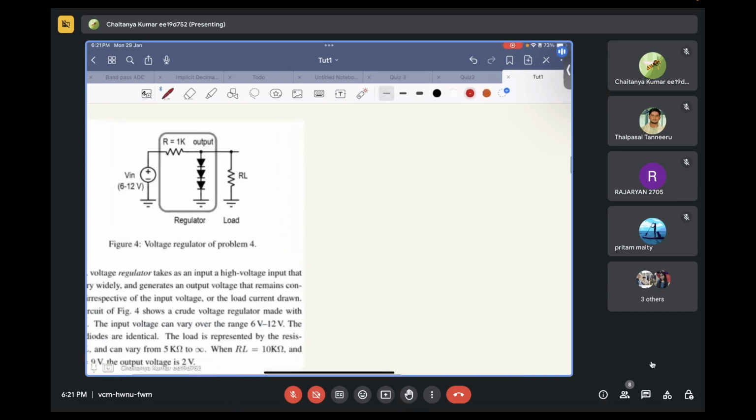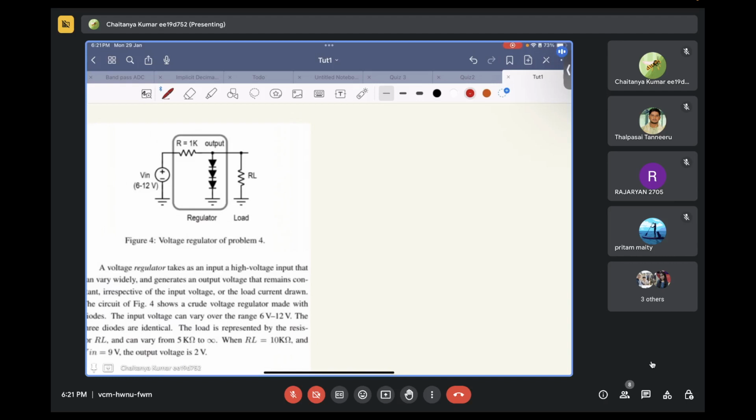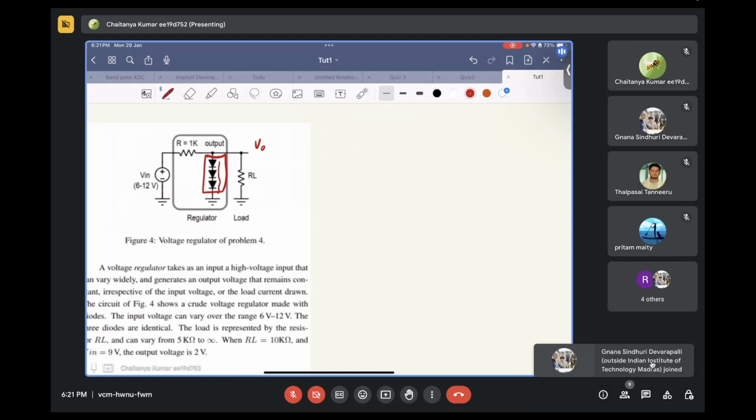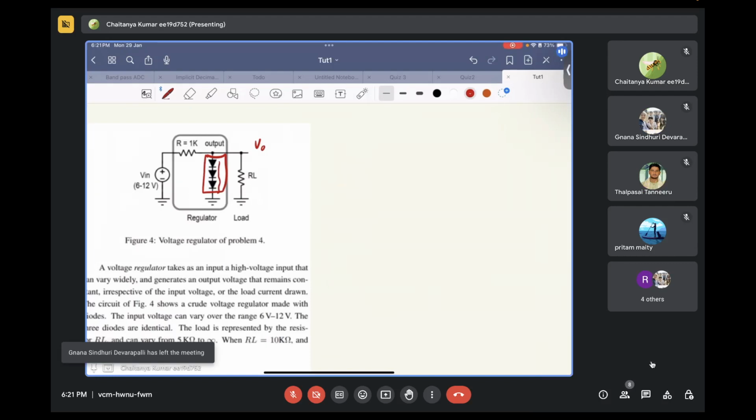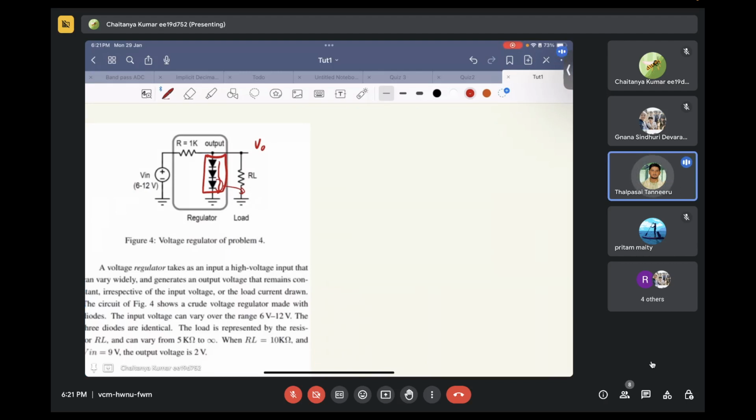So, okay, let's go step by step. We know that these three diodes are equal. And let's say there is some output voltage. If all these three diodes are identical, and the total voltage across this series combination of three diodes is V naught, then can anyone tell what will be the voltage across one particular diode? V naught by 3, sir.